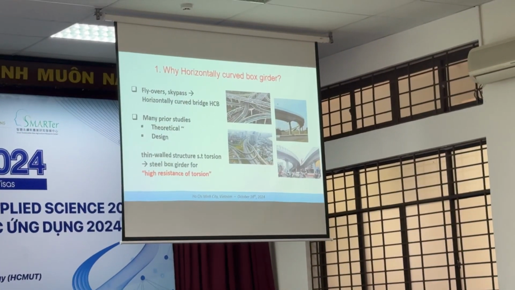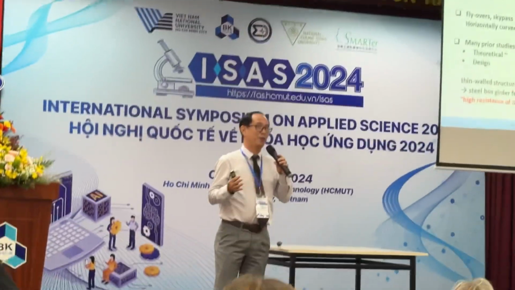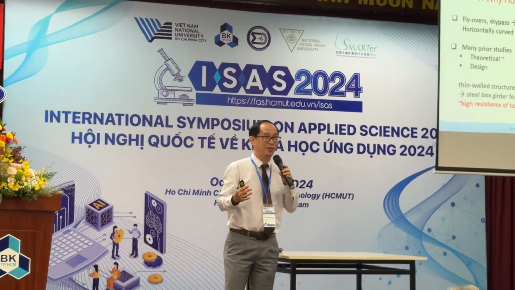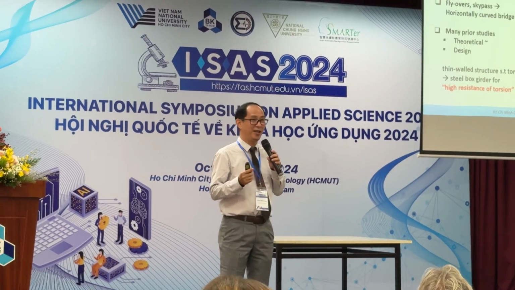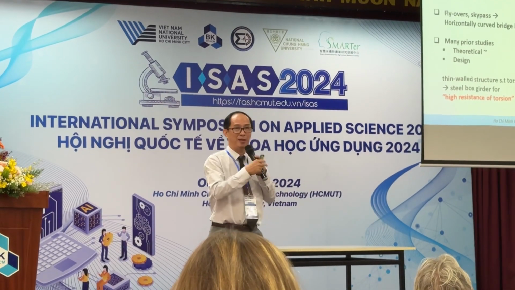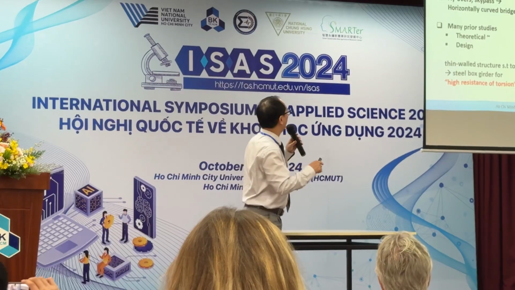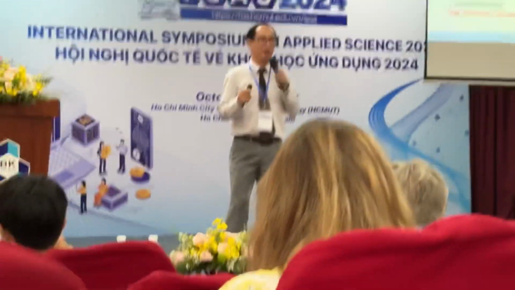You know that in urban regions or cities, there are many flyovers or skypaths with a curved shape. Those are horizontally curved structures. But this paper aimed at this structure but not bridge. So we use the horizontally curved box girder, not the horizontally curved bridge.